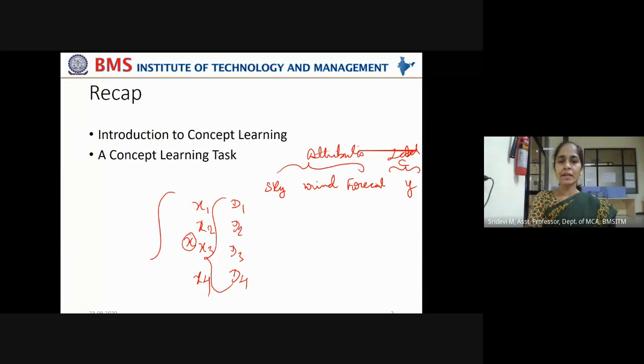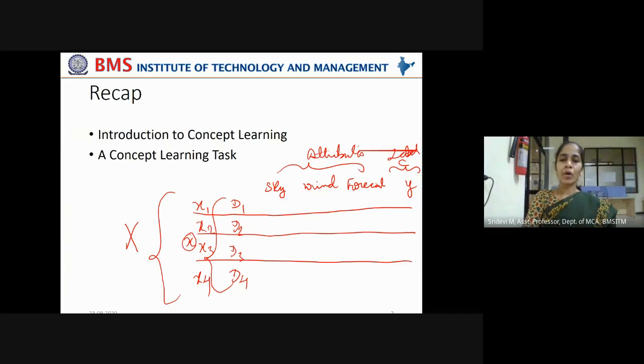Now all this set will form the instance set X. Each of these instances will denote one particular day's data. All these instances together will form the final set, that is capital X. That is called the set of instances.